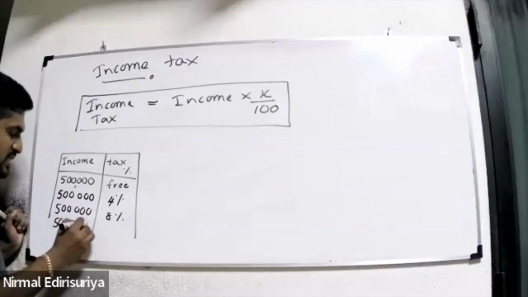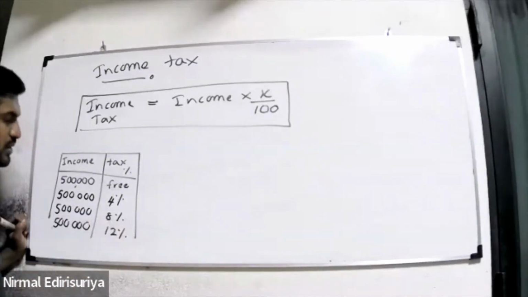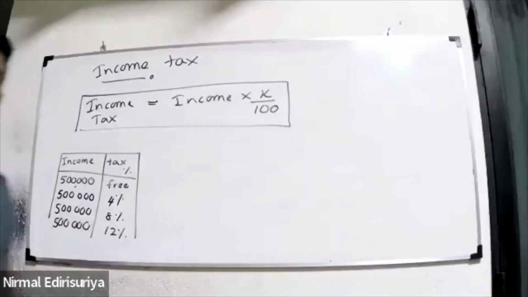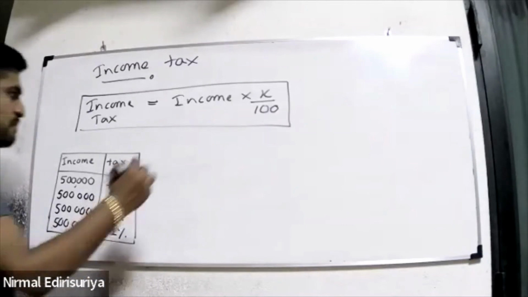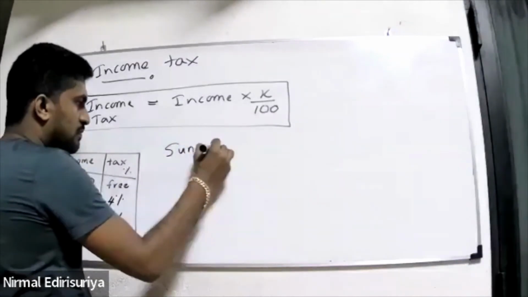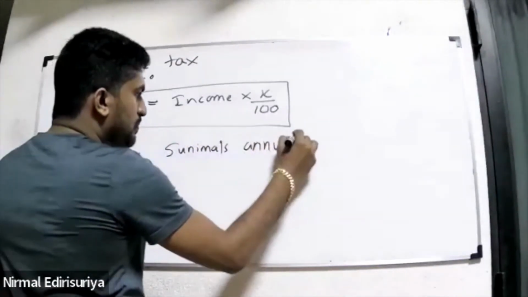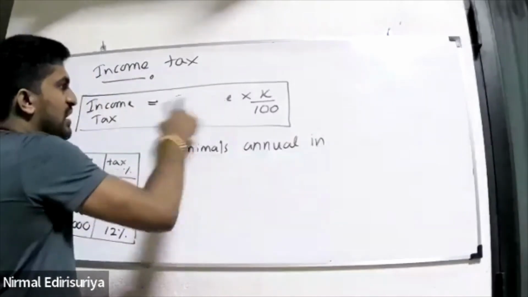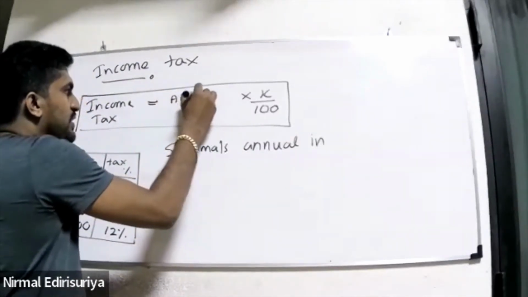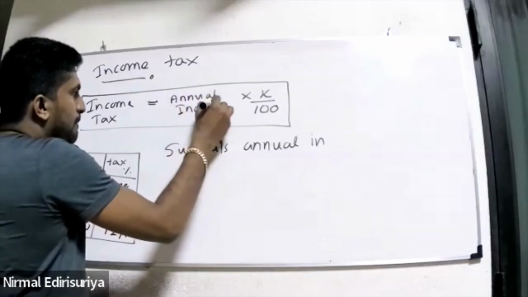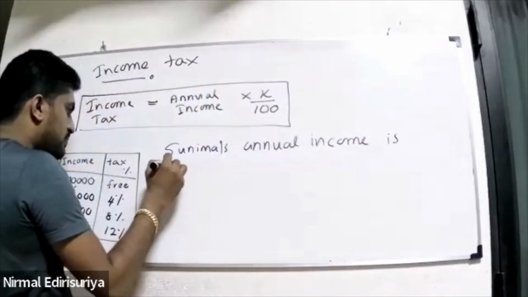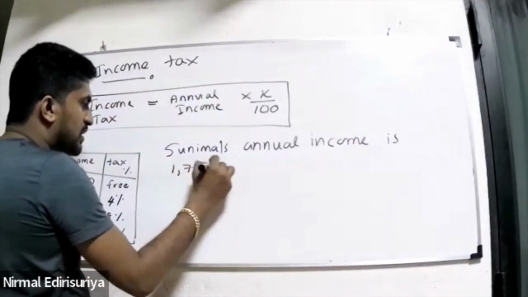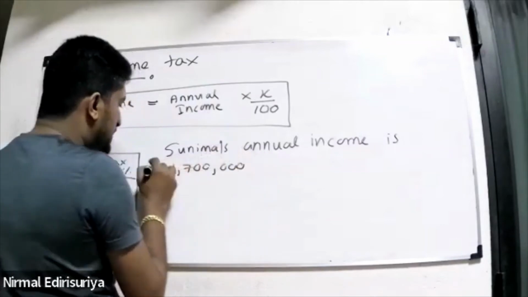Then the main question is from the third term. Grade 10 now. Sunimal's annual income. We are considering annual income here. Sunimal's annual income is 1,700,000 rupees.